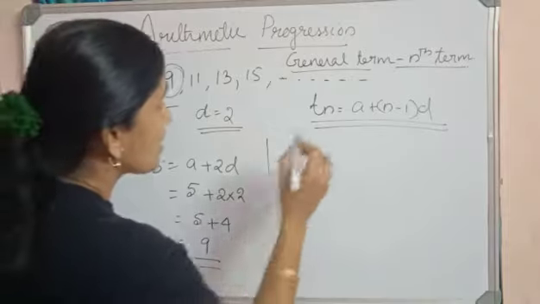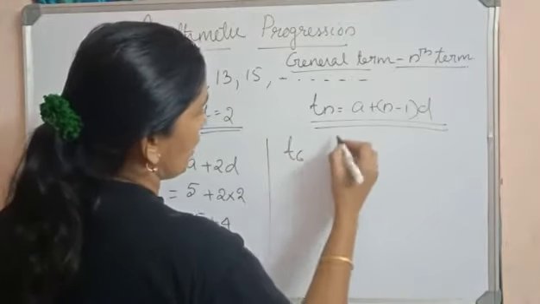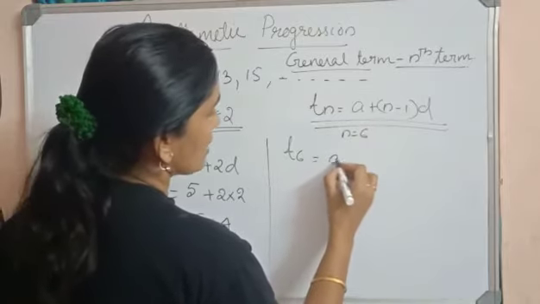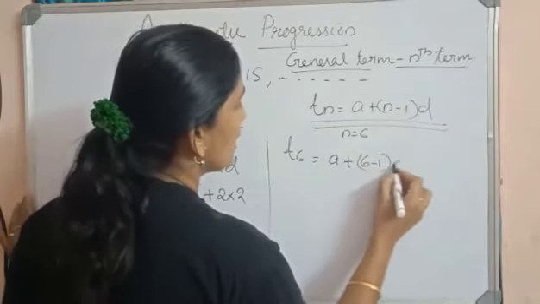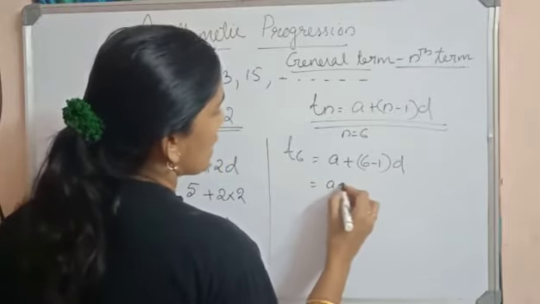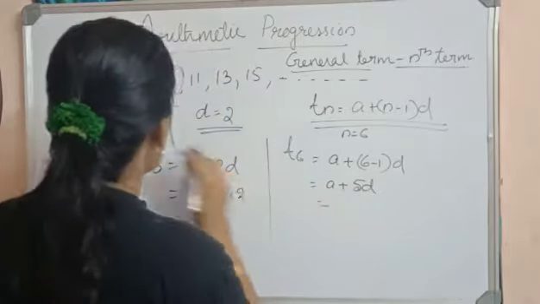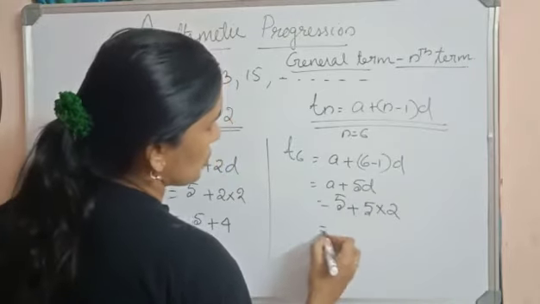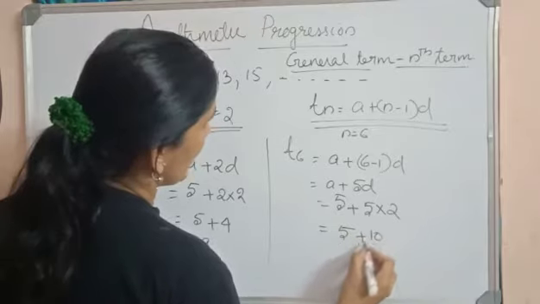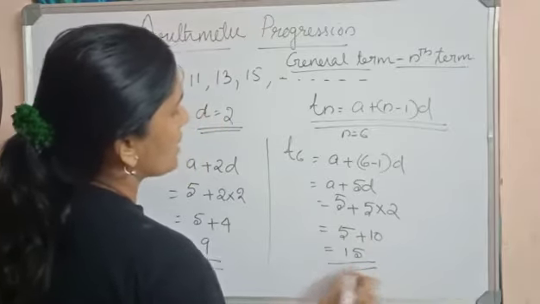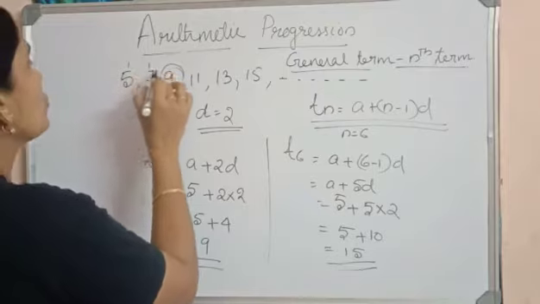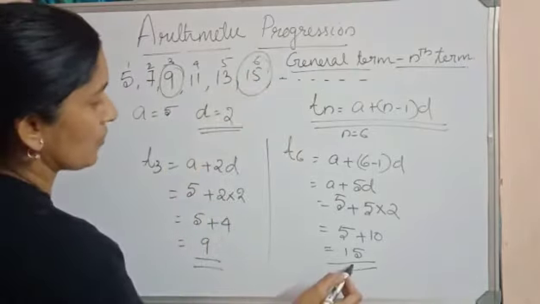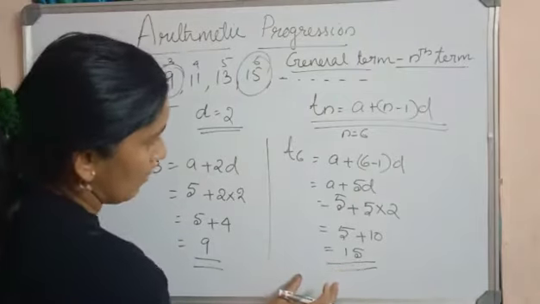If you are finding the sixth term, T6, n is equal to 6, right? So you can apply it in your formula. You will get A plus (6 minus 1) into D, and that is the same as A plus 5D. A is 5, so 5 plus 5 into 2. This becomes 5 plus 10, which is equal to 15, and that is your sixth term. So 1, 2, 3, 4, 5, 6. The sixth term is 15. By using the formula also we are getting the same thing.